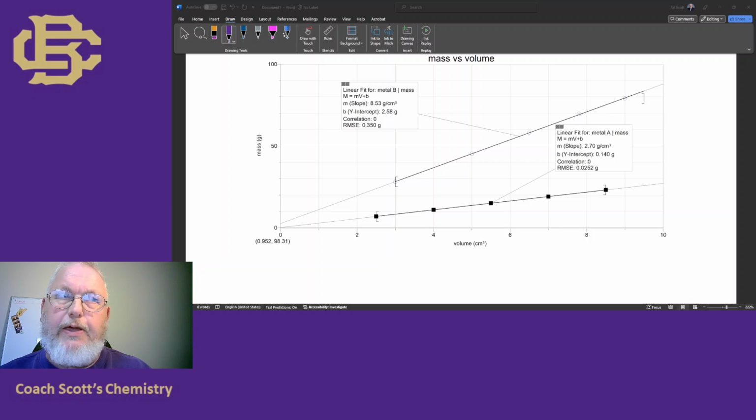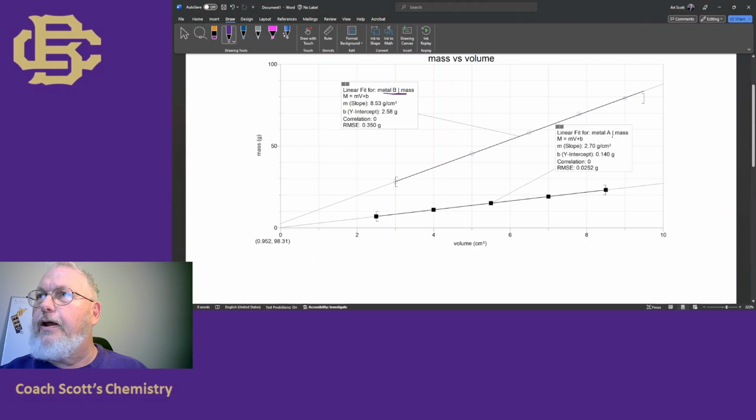There's two different metals on this graph. How do I know that? Well, I can tell: I've got metal B, I've got metal A. Do whatever you've got to do to make sure you're looking at the right line. So let's look at metal B. That's what I'm interested in.